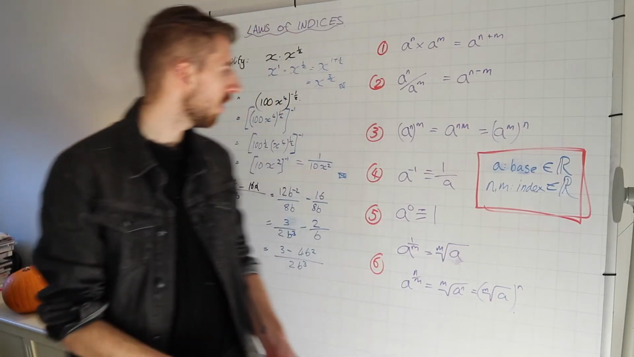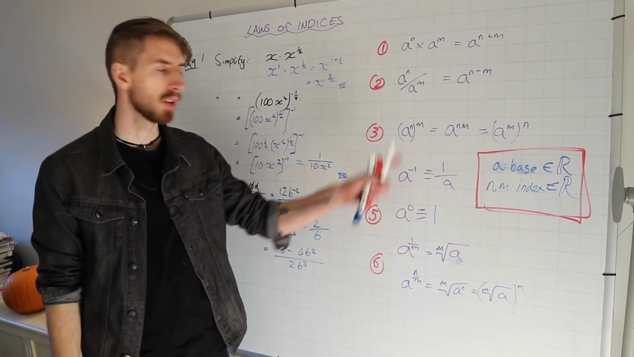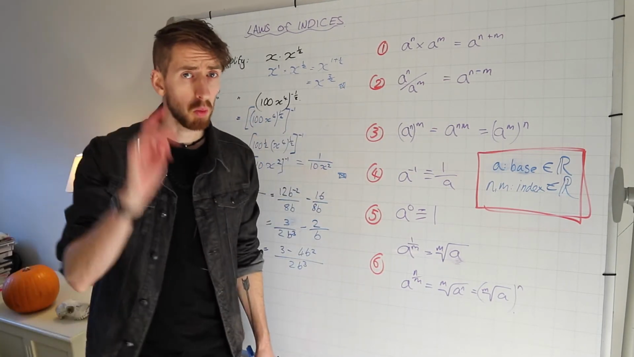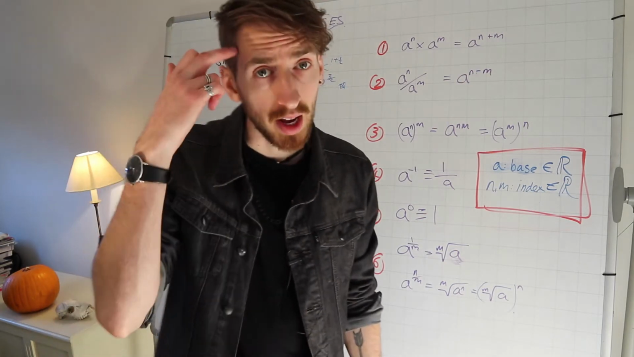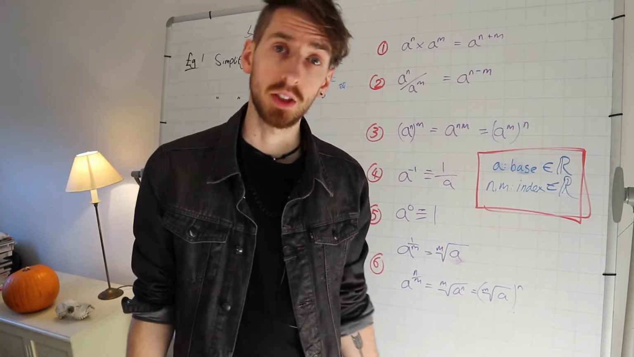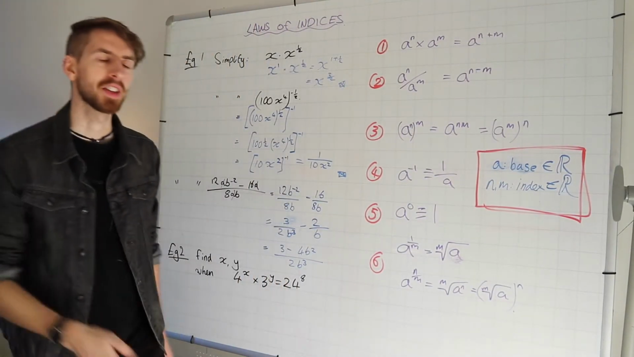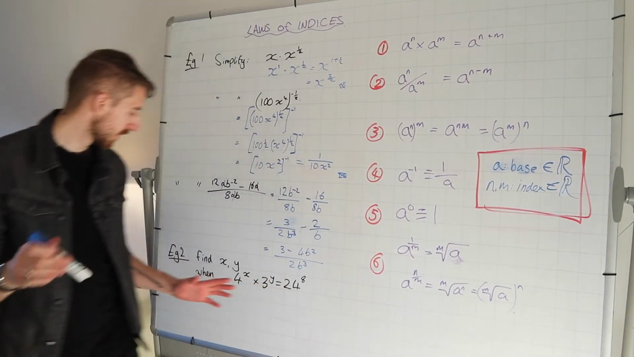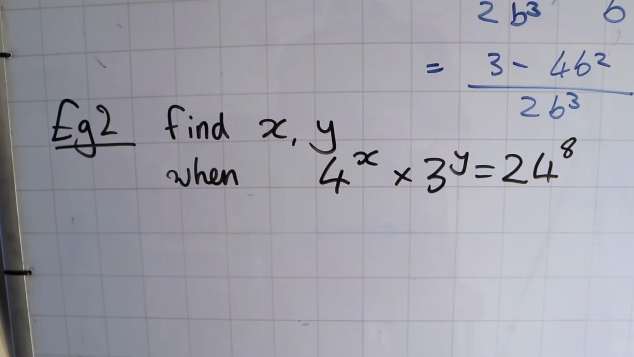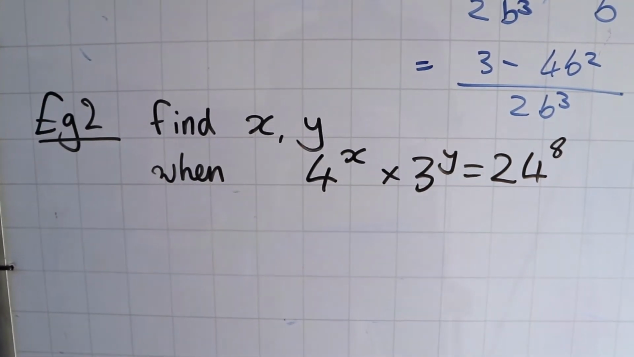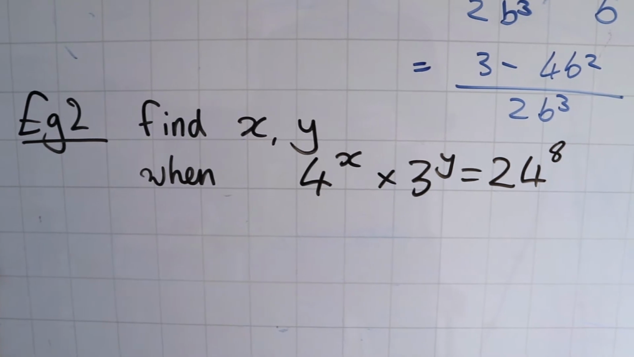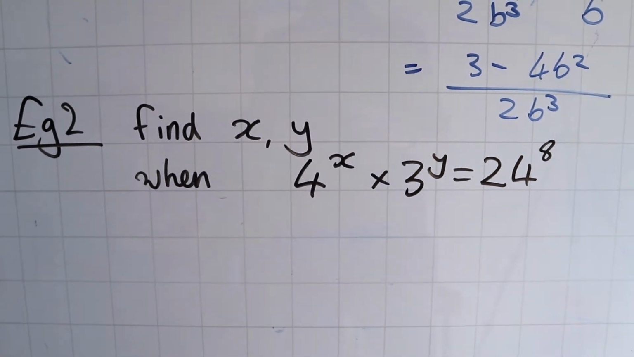Now this is quite easy. All you do is apply these rules to that. We're going to do one more example, which is a bit more of a brain scratcher. So let's do that and then see what happens. Right, I like this question. This is a real brain scratcher. What we've got is: find x and y when 4 to the power of x times 3 to the power of y equals 24 to the power of 8.